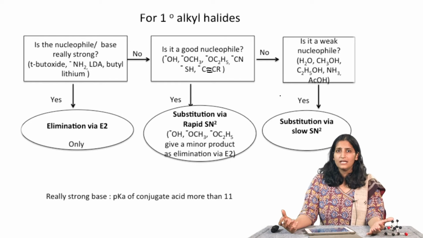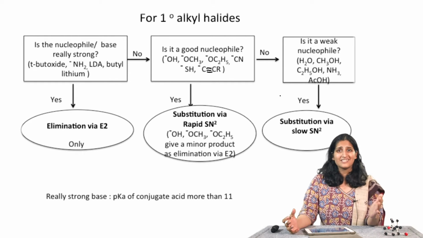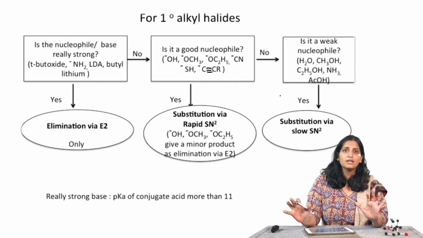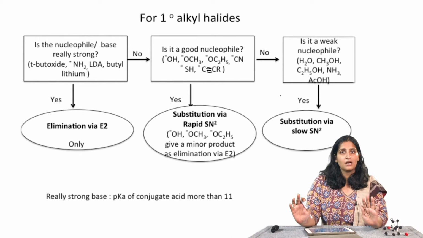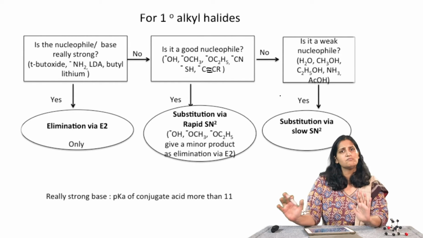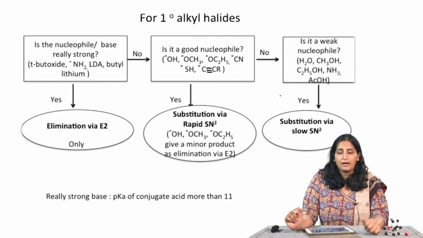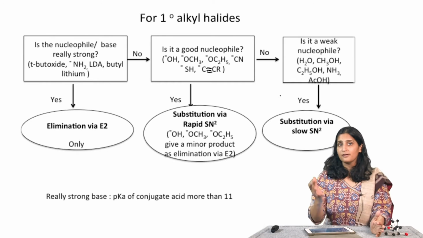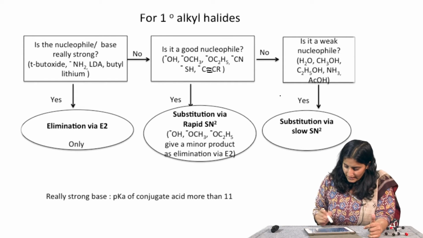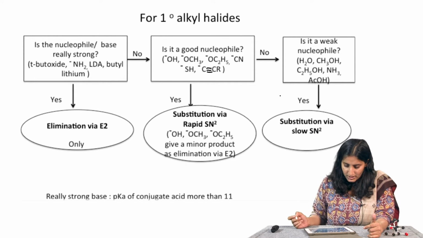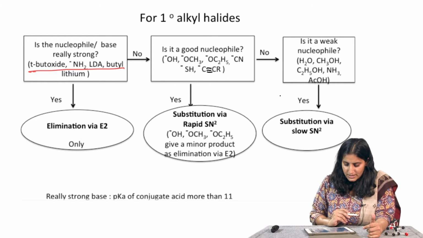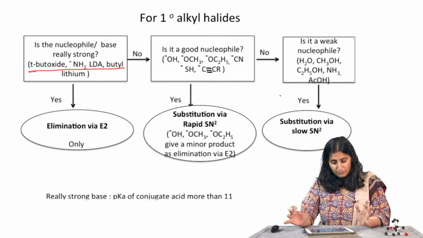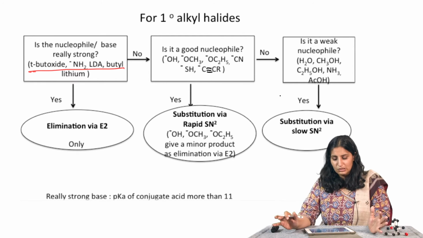And SN1 and E1 typically on a primary center, since they both involve carbocation formation, are not seen. So, we do not see carbocation formation on the primary carbon very effectively. So, SN1 and E1 are also not allowed for primary alkyl halides. So, if I have to think about primary alkyl halides doing reactions, the first thing I ask is: is the nucleophile or base really strong? These include bases like tertiary butoxide, NaNH2, LDA, butyl lithium, really strong bases.